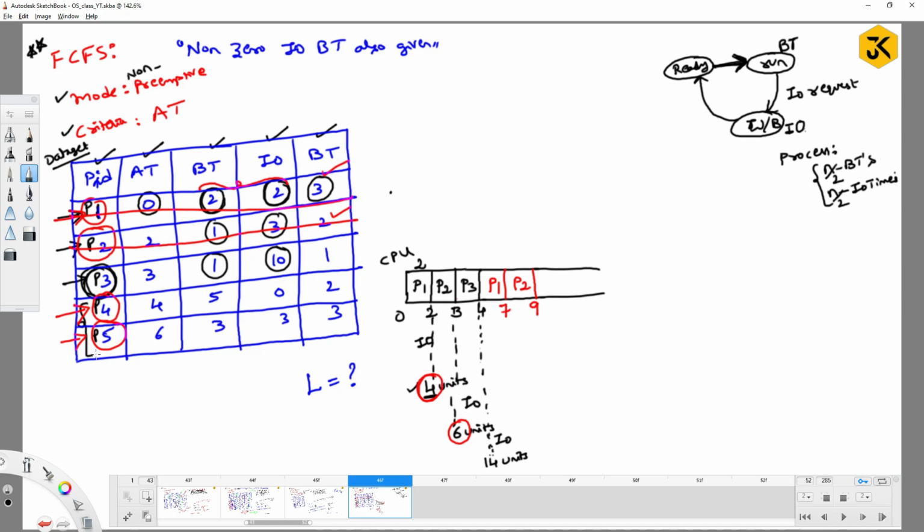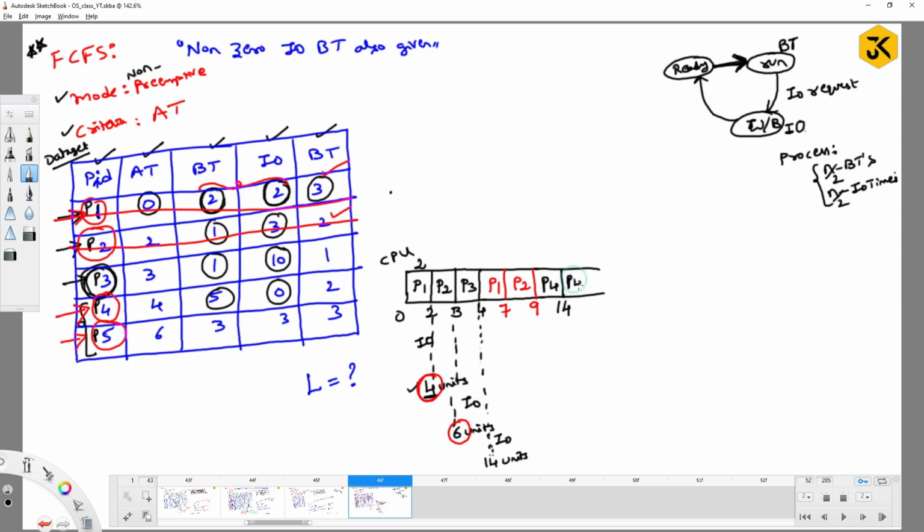P4 and P5 are available, but P3 is available at what time? 14 units. So P4 arrival time is 4, so I will give the chance to P4. So what is the burst time? 5 units. So 9 plus 5, 14. So 14 units of time done. And immediately is there an IO operation? No, 0 units of time. So it will continue its execution.